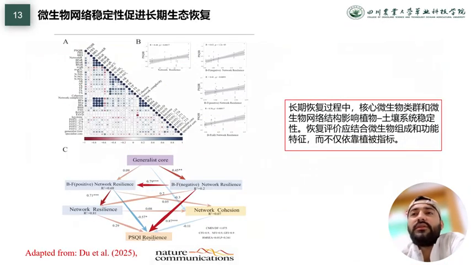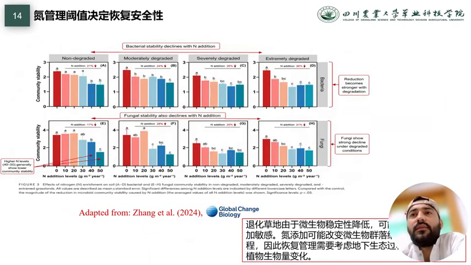Long-term restoration depends on microbial network stability, evolution, and microbial functions, which together with vegetation recovery provide a better understanding of ecosystem resilience. The degraded grasslands may be more sensitive to excessive nitrogen inputs. Microbial stability should be considered when designing restoration strategies.